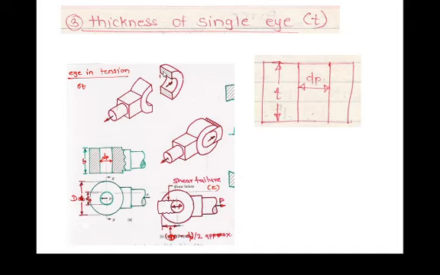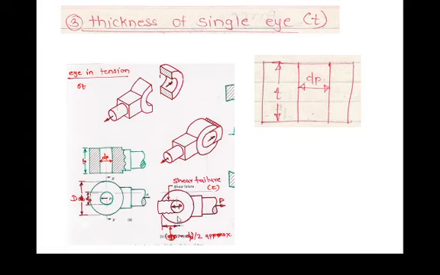Then single eye is also subjected to the shear stress. This is the area of shear. Again it is subjected to the double shear. Area of shear will be d minus dp into this much length. Now how much will be this length? How much will be this length? Now to get sheared out, the area of shear has to be calculated.